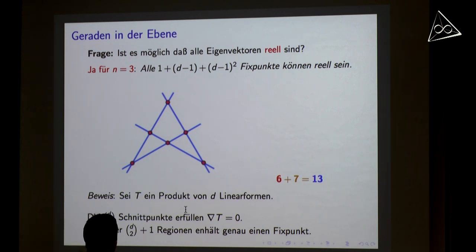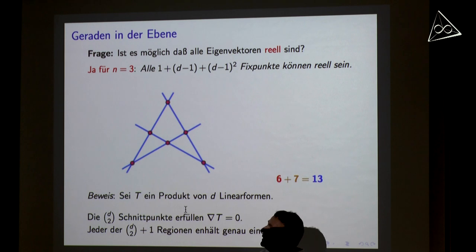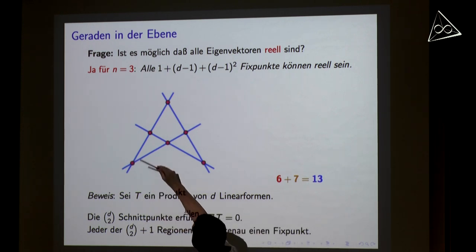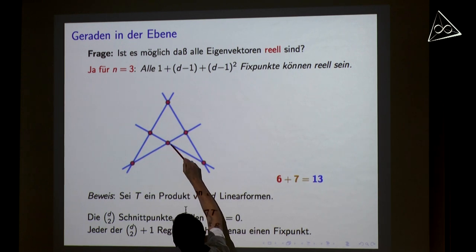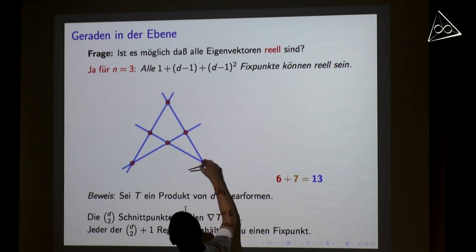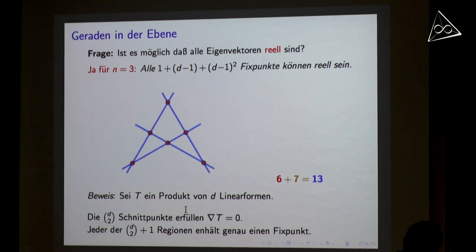Now let's count the number of regions. For example, if there are four lines in the plane, how many regions does this divide the plane into? One, two, three, four, five, six, seven. We're in the projective plane, right? So in the real projective plane, four blue lines divide the plane into seven regions.